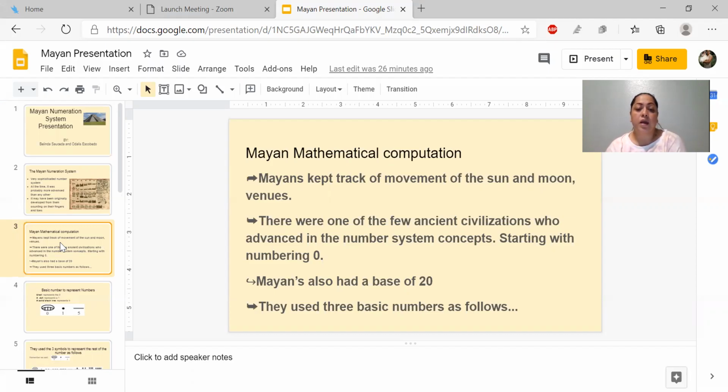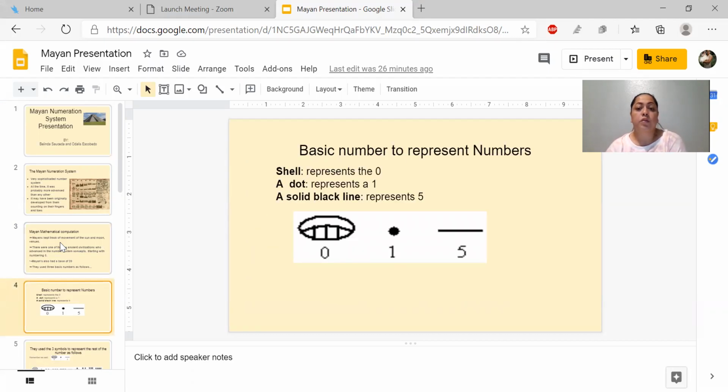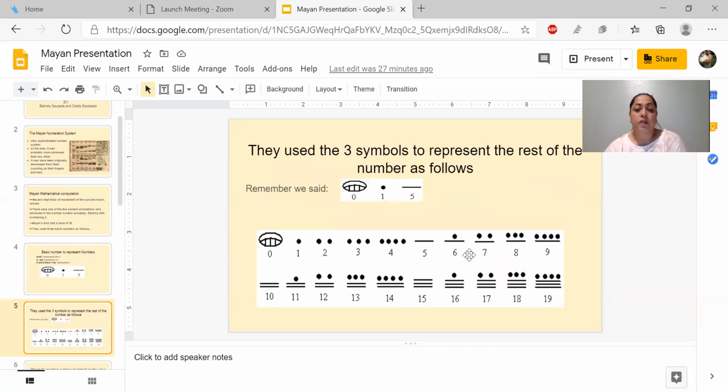Mayans also had a base of 20, and they used three basic numbers as follows. They represent zero with a shell, as we can see here. They use a dot to represent the number one, and a solid black line to represent the five. And here we see the numbers again. They use the symbols to represent the rest of the numbers as follows.